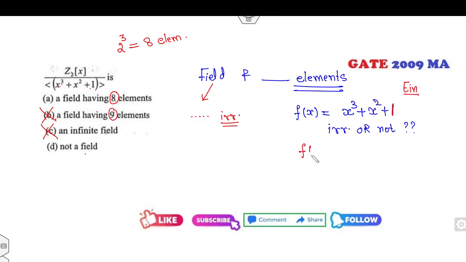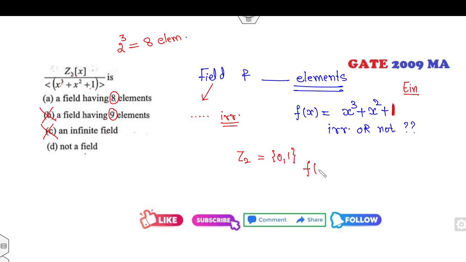For that case, you will look at x plus 1, unless this number changes to any other number. But you can see what the field is, what the PID is: Z of 2. What is the number of elements there? 0 or 1. That's a finite field.